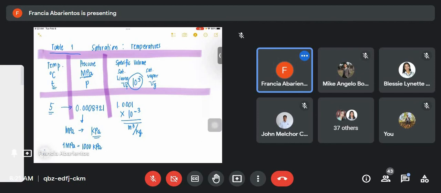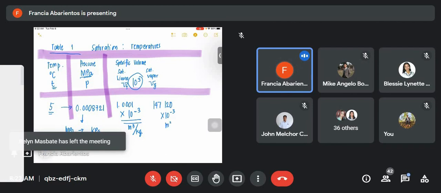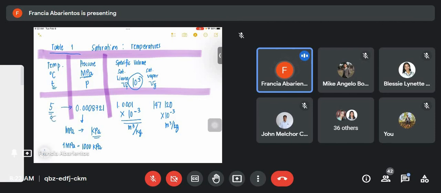So, we have 147,120 times 10 to the negative 3 cubic meter per kilogram. Tingnan niyo, class, yung mga units natin. Temperature, degree Celsius; this is in megapascal; this is in cubic meter per kilogram. Specific volume, ha, palaging times 10 raised to the negative 3. Error po yan sa steam table, kaya tinuturo ko sa inyo. Okay ba? Maintindihan ba? Okay, let's proceed.